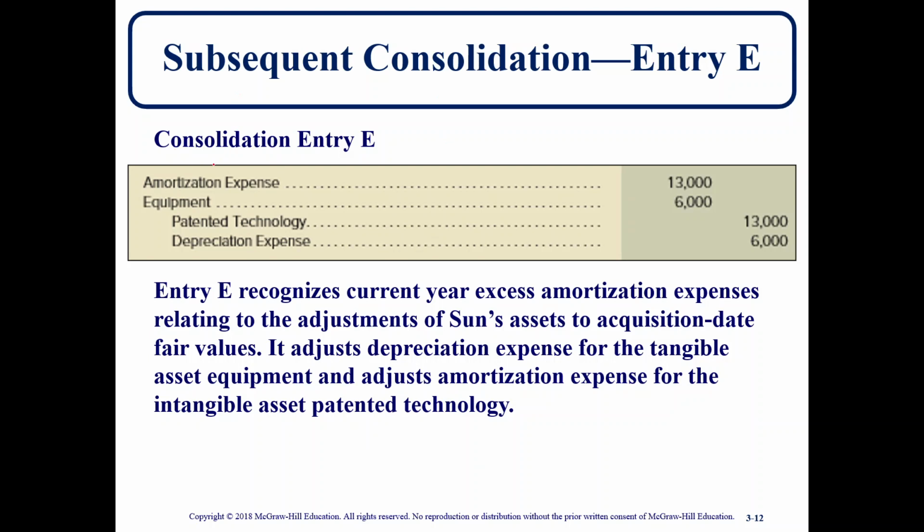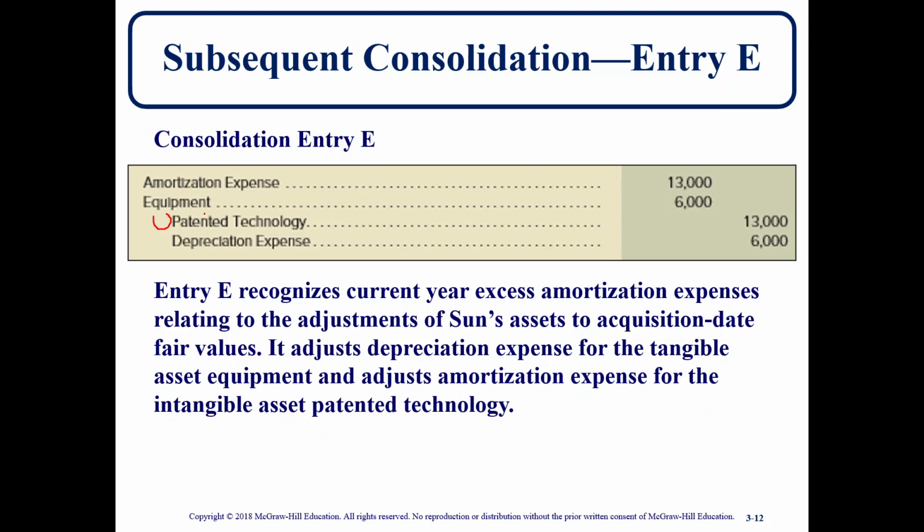The last entry pertains to our amortization and depreciation. So we had the patented technology. The trademark had an indefinite life, so we don't have to worry about the trademark. But the patented technology, we are going to amortize. The patented technology was understated. So look here, we are crediting the patented technology. In the previous consolidation entry A, we debited that amount. So we need to chip away that difference that we have debited, and we do that through amortization. So we're going to credit 13,000 for patented technology. We're debiting amortization expense related to that.